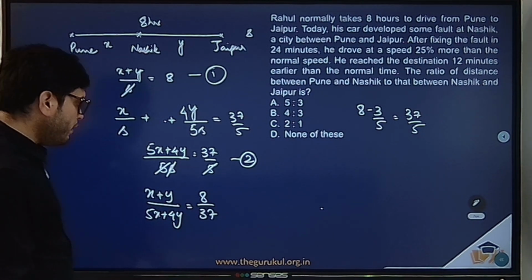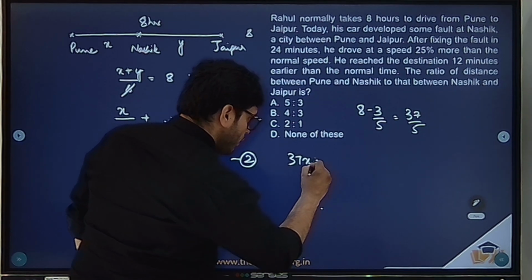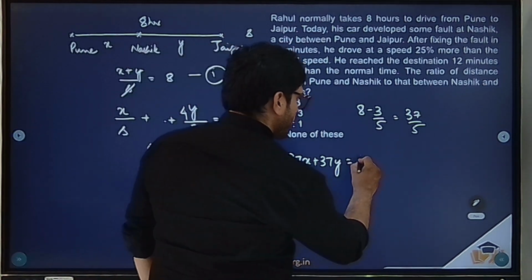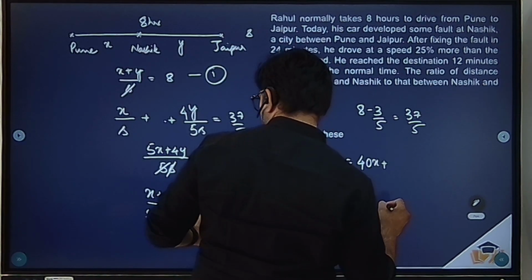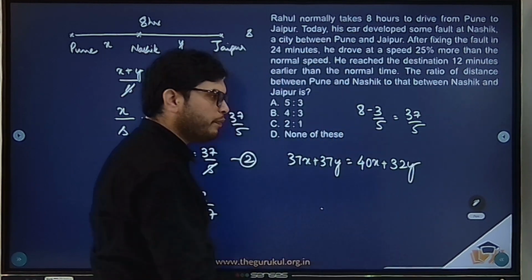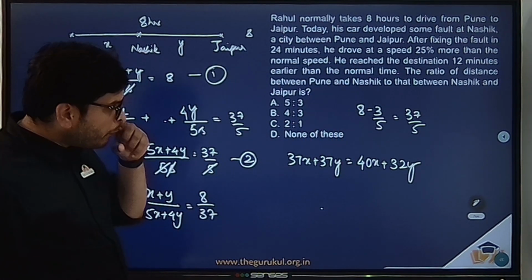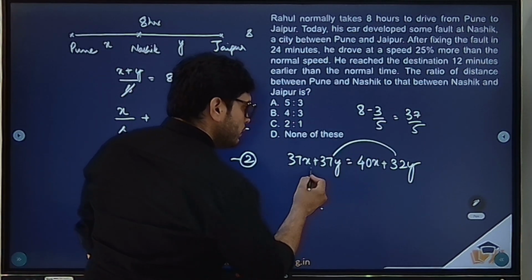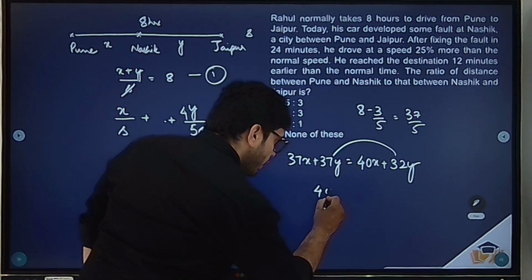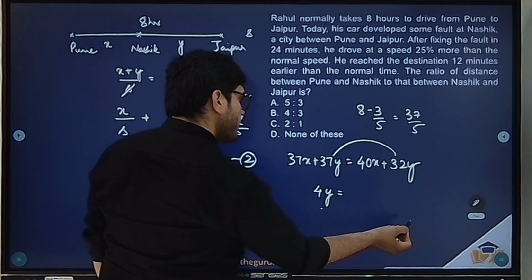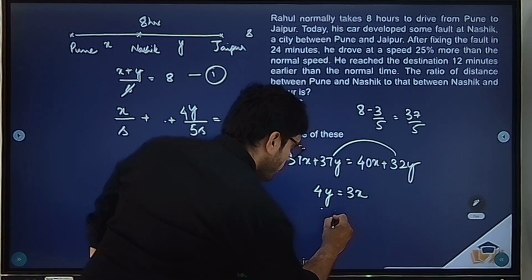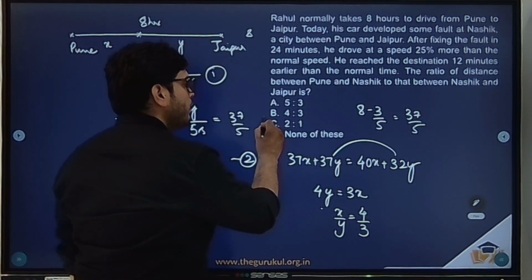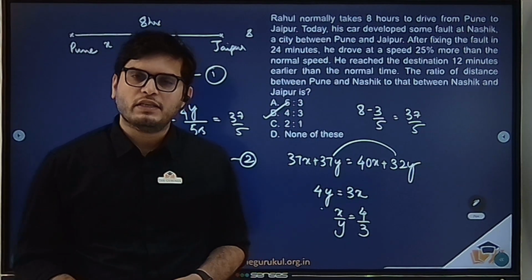Now if I cross multiply, you have 37x plus 37y is equal to 40x plus 32y. Right. Now bringing like terms to same side, 37y minus 32y, 5y is equal to 40x minus 37x, 3x, or x by y is equal to 5 by 3. Hence option B should be the answer for this question.